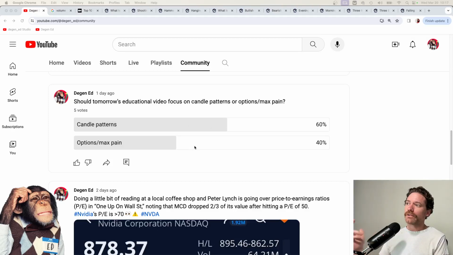I did put out this poll yesterday on the community page of the channel, asking if you guys wanted me to go over options and Max Pain today or candle patterns. And the majority vote, just by one vote, was candle patterns. So I will be doing that, and I will be putting timestamps down below to the different patterns that I'll be going over in this video.